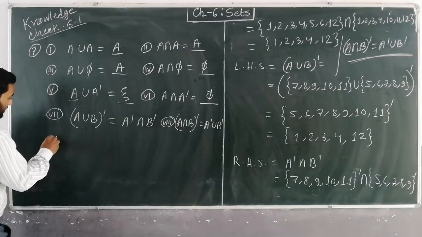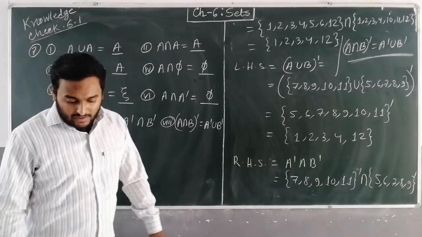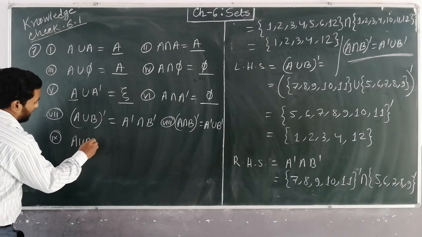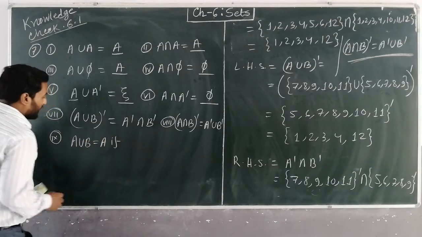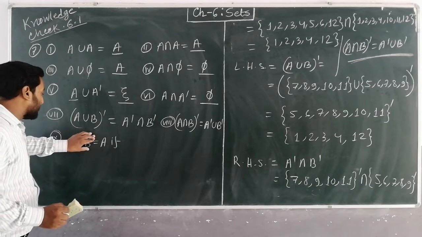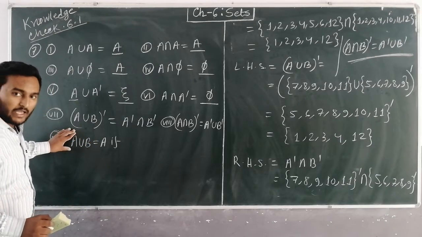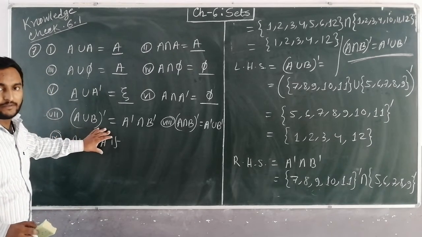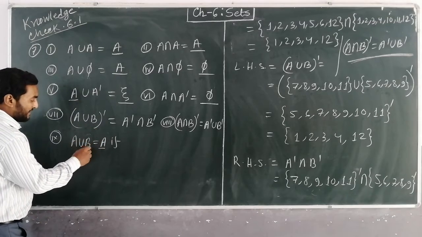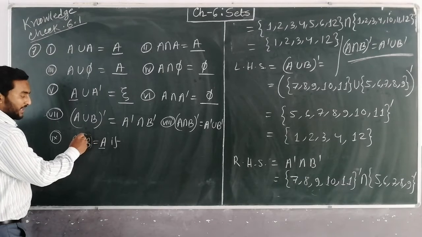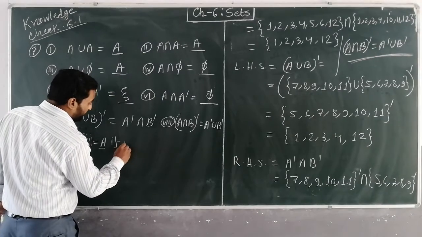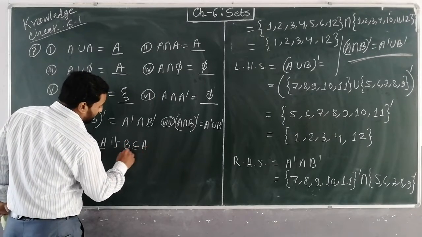Ninth part. In the ninth part, it is given that A union B equals A. If the union of these two sets is equal to A, it means all the elements of B are present in A. That's why their union is coming A. It means you can say that B is a subset of A.